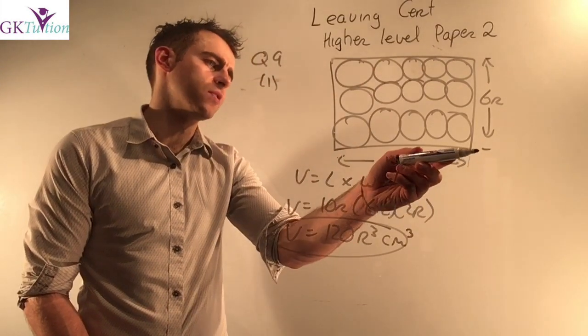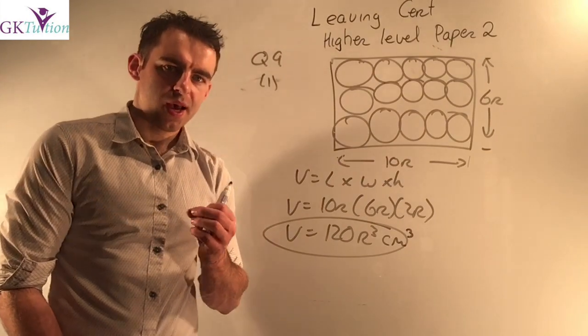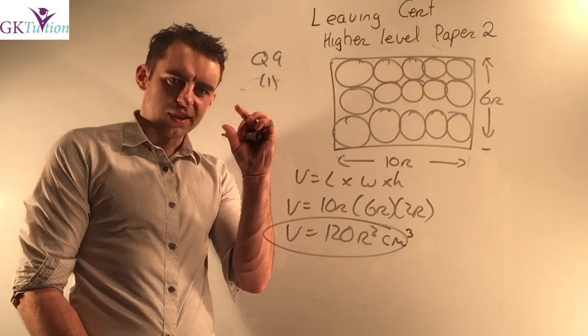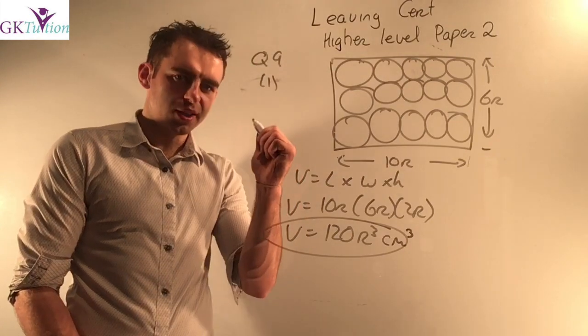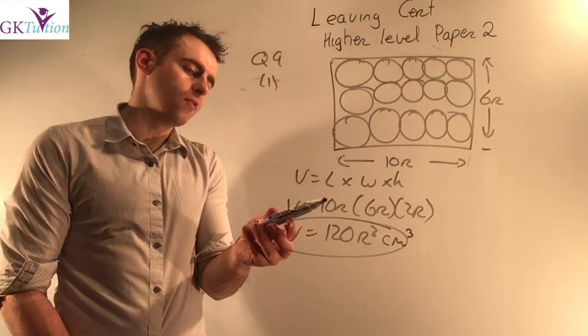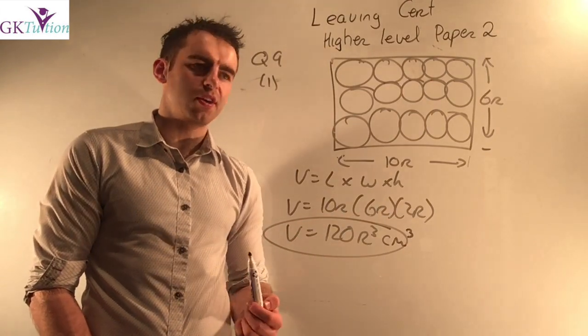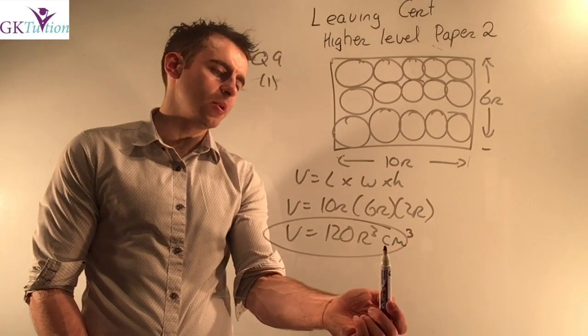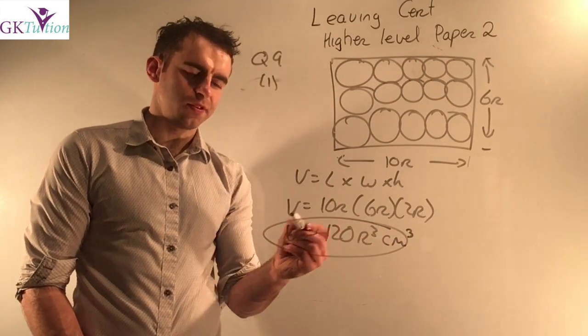If there's 3 spheres from here to here, the distance from there to there must be 6r. And the height of this box, well, obviously it just needs to be high enough to fit in one of these spheres, so the height of the box is 2r. So the volume would be 10r by 6r by 2r, which is 120r cubed. It said that r was in centimeters, so it's 120r cubed centimeters cubed. That's your final answer for the first part.